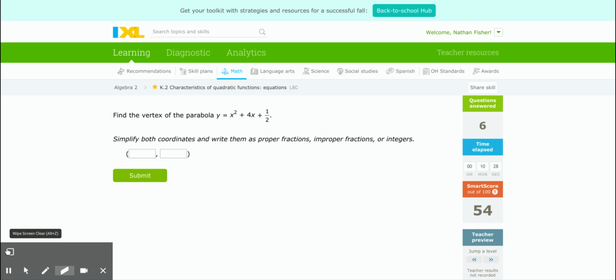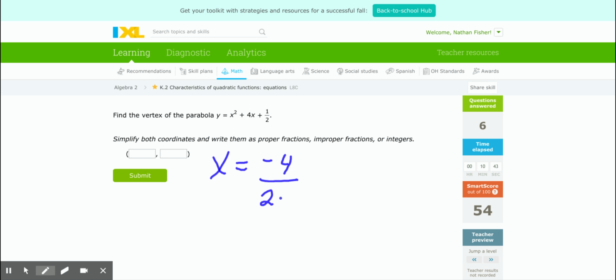All right, let's take a look at this one. The vertex of the parabola. Same idea. x equals negative b over 2a. So I'm going to have negative 4 for this one, divided by 2 times 1. Negative 4 over 2 is going to be negative 2.